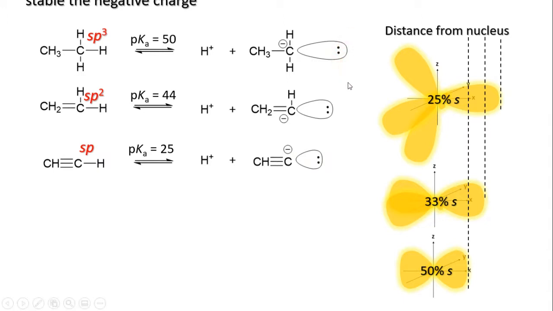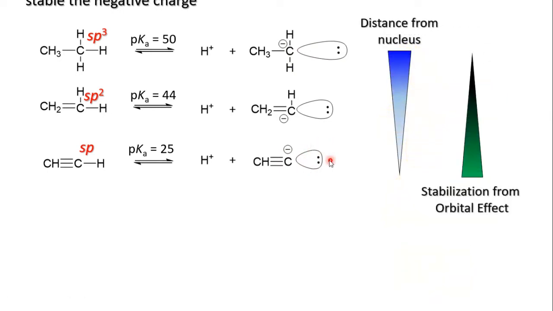Right? Which means that using the orbital effect, the lone pair in the short arm right here, the short distance to the nucleus, of the alkyne is the most stable. Right? This guy is the most stable among these three. All right, the most stable, so of course the alkyne becomes the most acidic compared to alkene and alkane.